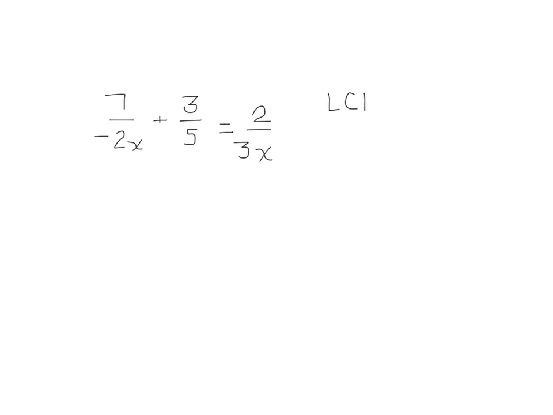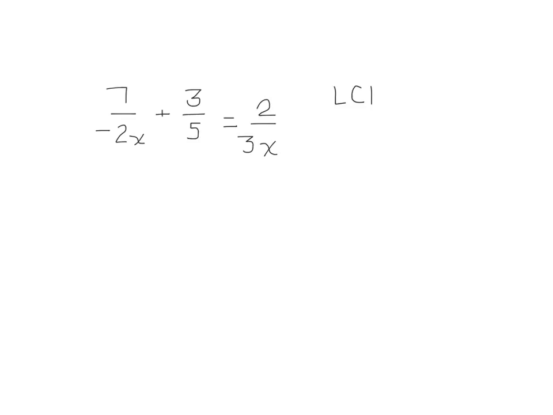So basically that involves us looking at the negative 2x, at the 5, and at the 3x, and determining what they all divide evenly into. Well, we clearly see that 2 of the denominators have an x, so we need to have at least an x in our least common denominator.